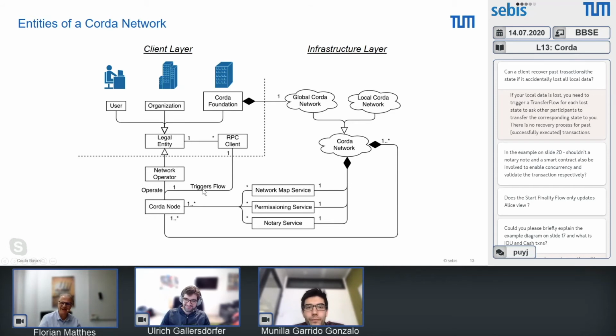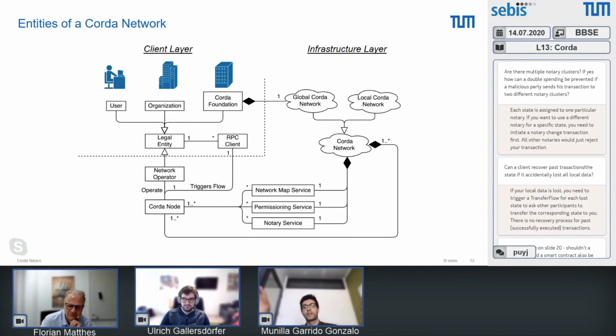Okay, it's the arbitrator. Are there multiple notary clusters? We know there could be many notaries, right? So the question is, if there are, how can double spending be prevented if a malicious party sends his transaction to two different notary clusters?